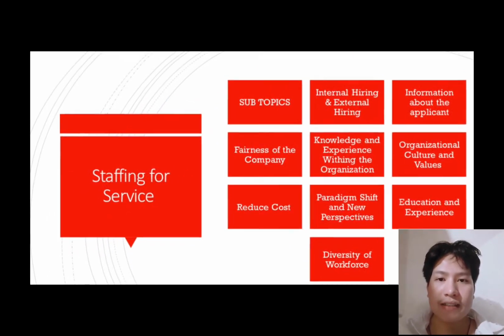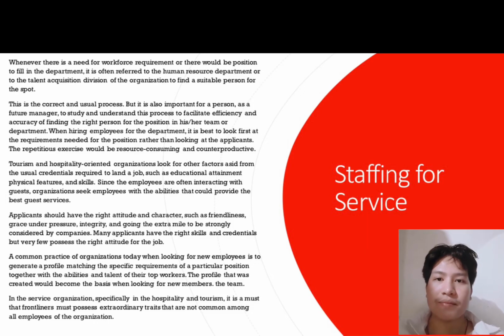Simulan natin to sa staffing. Ano nga ba yung staffing? It's a process of locating and recruiting the right worker with the necessary qualification or experience to fill a job position or role. When looking for new employees, it's common practice of organizations to create a profile that fits the specific requirements of a specific position with the abilities and talents of their top employees. An example of staffing is employee recruitment, screening, and selection performed.